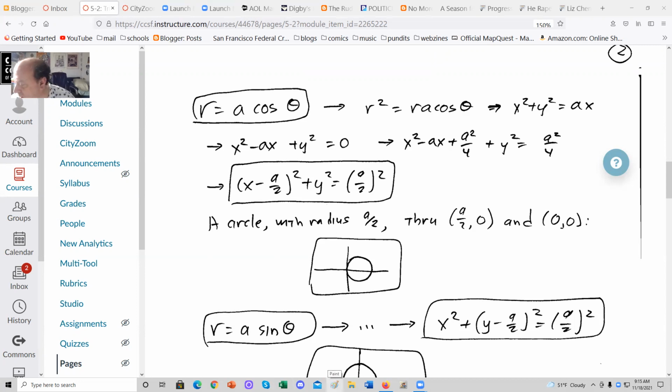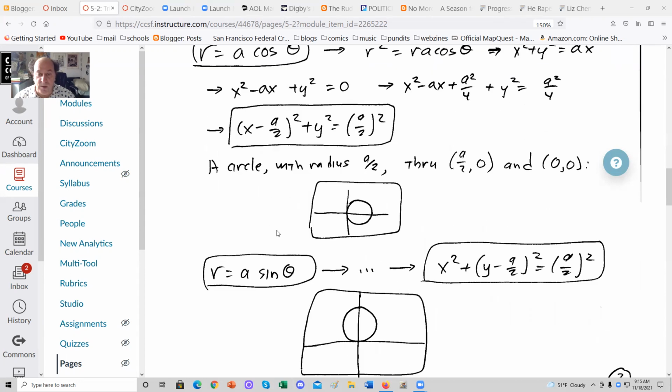This is page 3, 5, 2, 3, through a by 0. I'm going to change this later. Okay. Now r equals a sine theta. You go through pretty much the same thing. You get x squared plus y minus a over 2, all squared, equals a over 2, all squared. This is a circle with center at 0 by a over 2, going through 0 by 0 and 0 by a, radius a over 2.